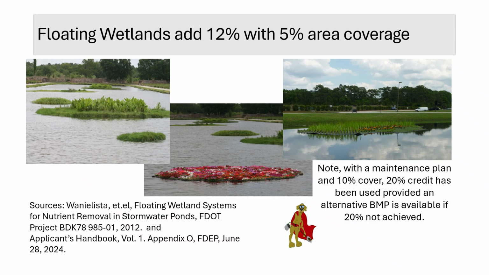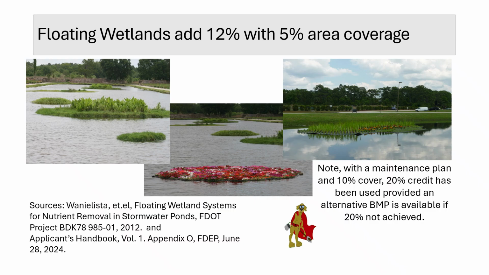It's also worth noting that some review agencies recognize the value of additional area coverage combined with a robust maintenance plan. For instance, with a maintenance plan and 10% pond cover, a 20% credit has been used, provided an alternative best management practice is available if the 20% target isn't achieved. And as our 3P puppy reminds us, proactive maintenance is absolutely critical for these systems to consistently achieve and sustain their credited performance. These findings are supported by research from Wanielista and the Florida Department of Environmental Protection, as detailed in the sources listed.